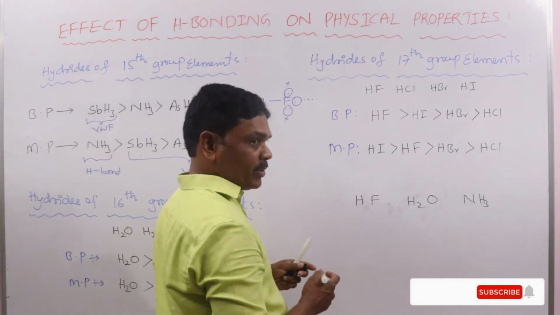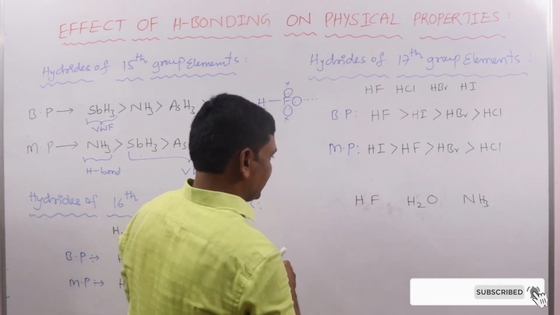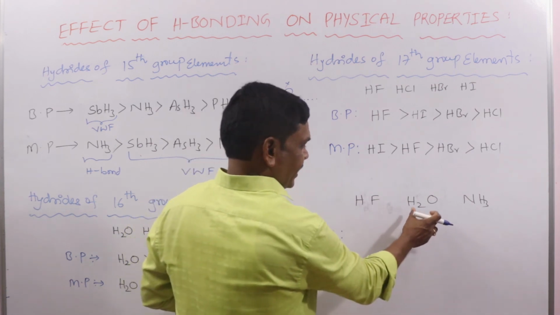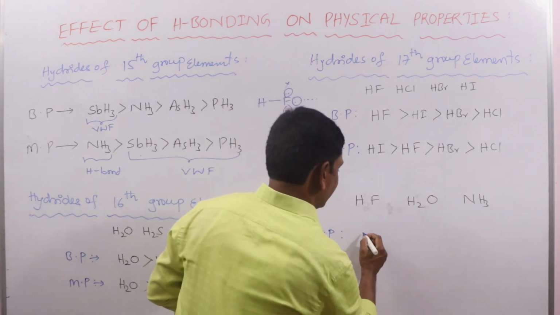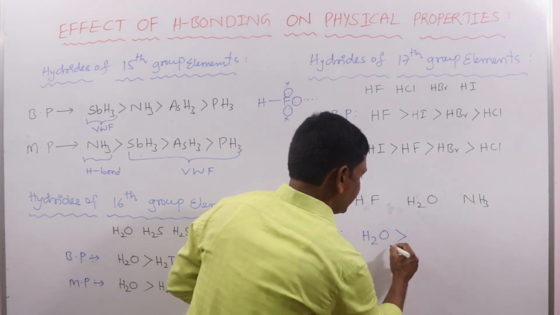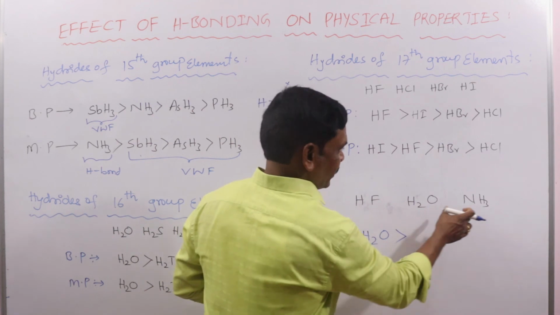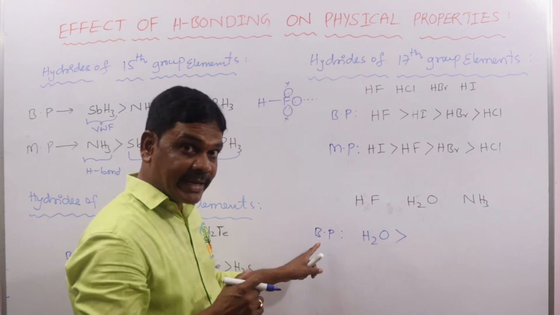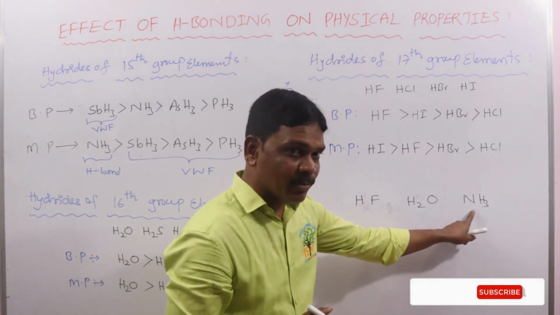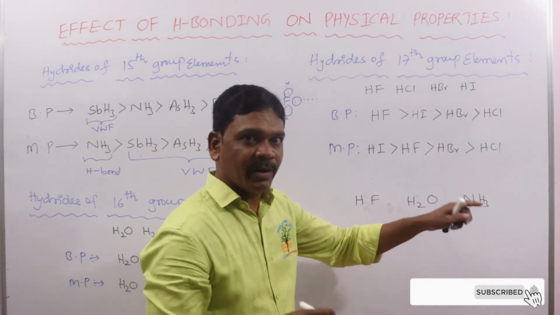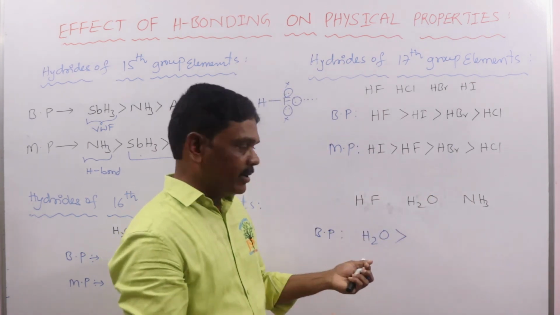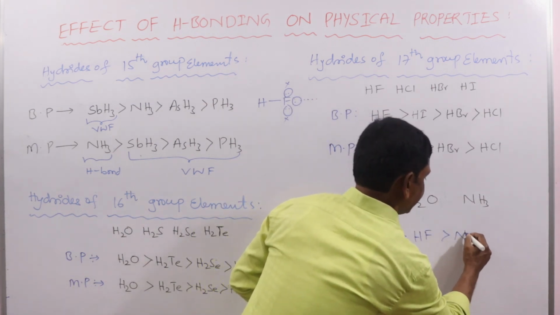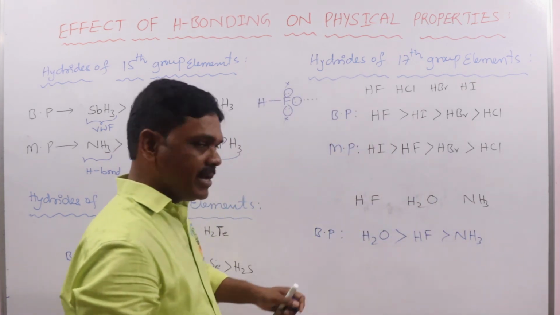So now in these three compounds, first one is what? Order of boiling point. We know that the extent of hydrogen bonding in water molecule is more, right? That is H2O is greater than. So now you compare hydrogen fluoride and ammonia. Here boiling point means liquid state. In liquid state, flipping of ammonia takes place. So the extent of hydrogen bond is less in ammonia when compared to hydrogen fluoride. So now here it is H2O greater than HF greater than ammonia. So this is boiling point.